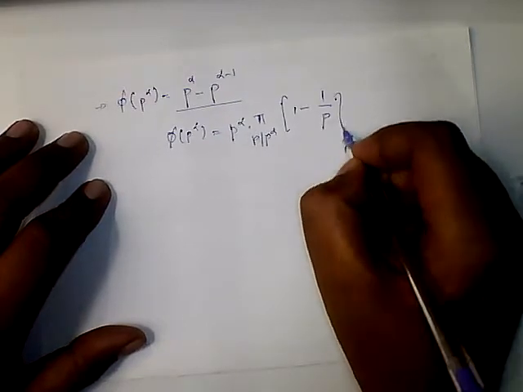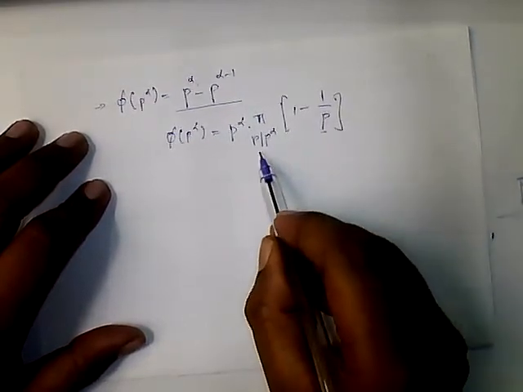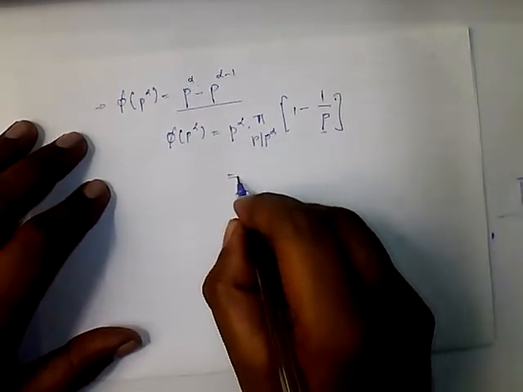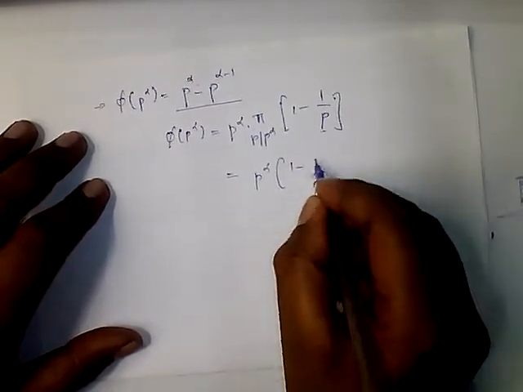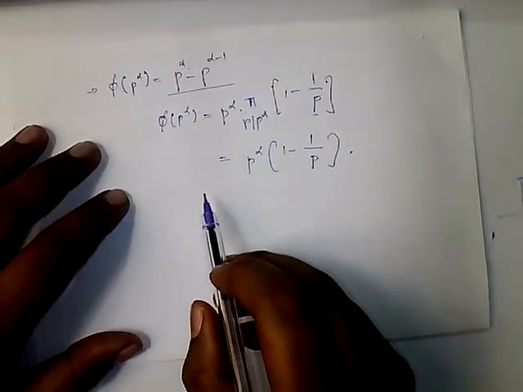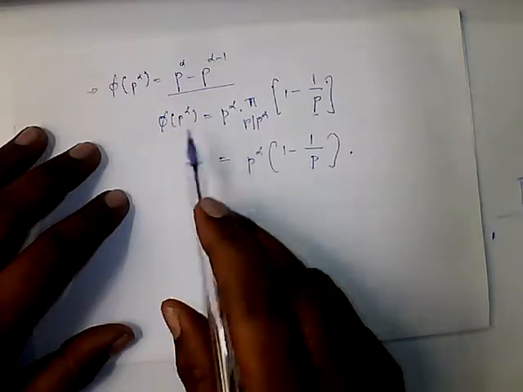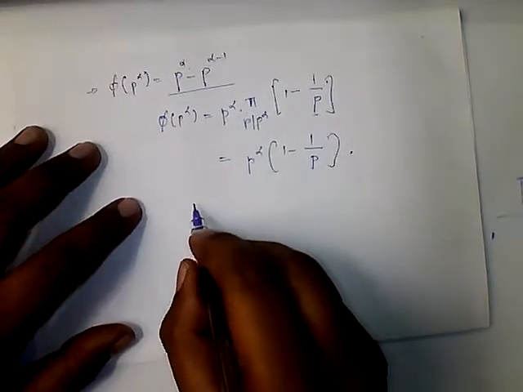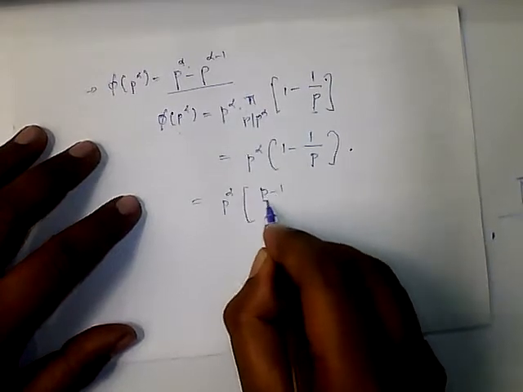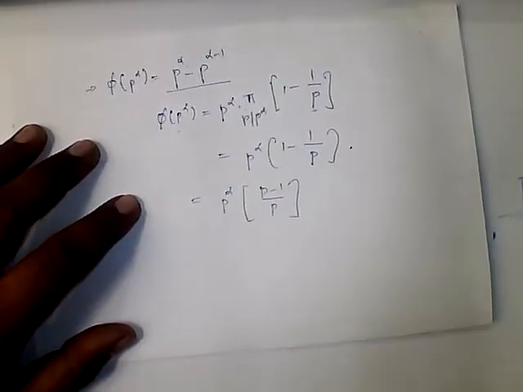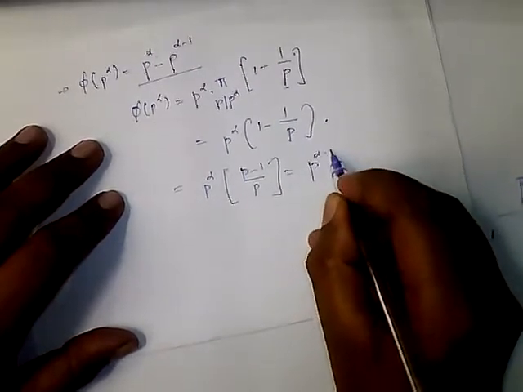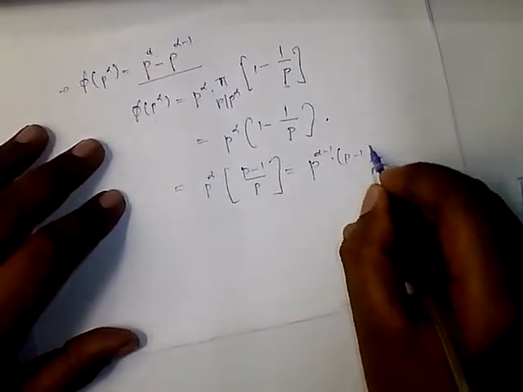That is, this p ranges over the numbers which divide p^alpha. So from this we can write p^alpha times (1 minus 1 by p), where we are considering n equal to p^alpha for this case. Now we have p^alpha into (p minus 1) by p, a simple process. From that we get p^(alpha minus 1) into (p minus 1).